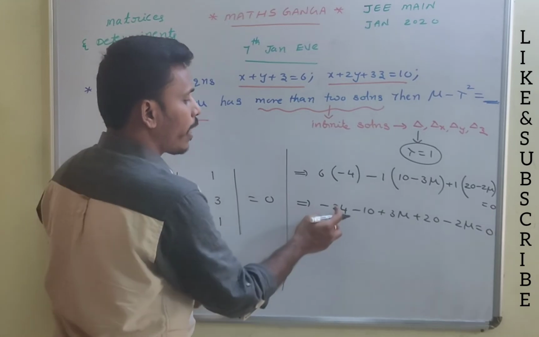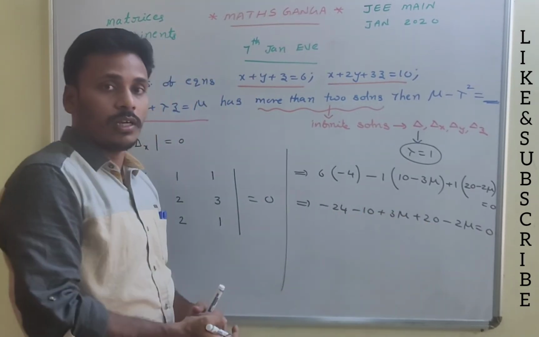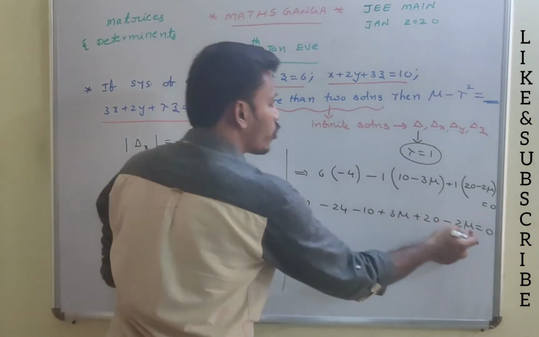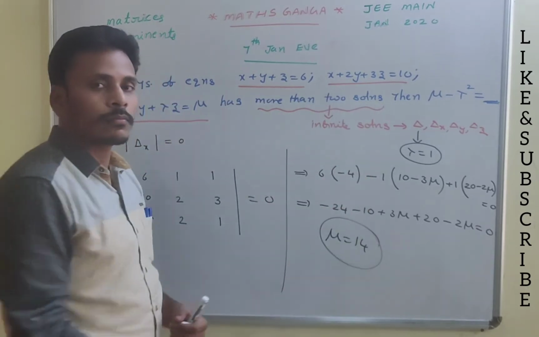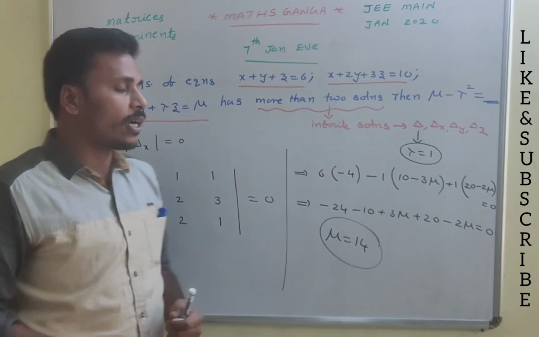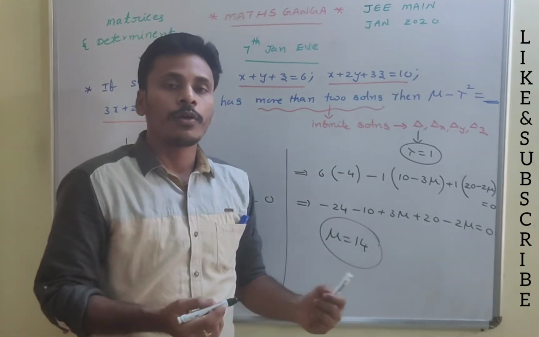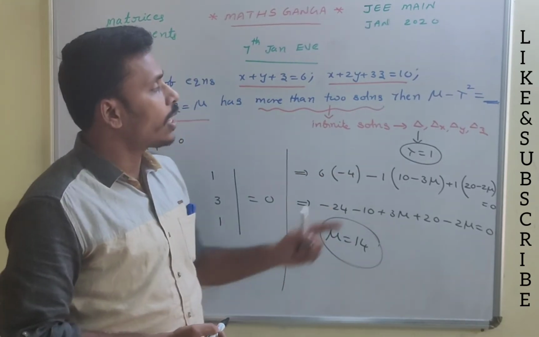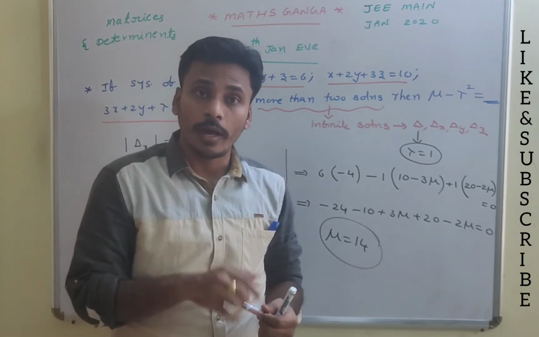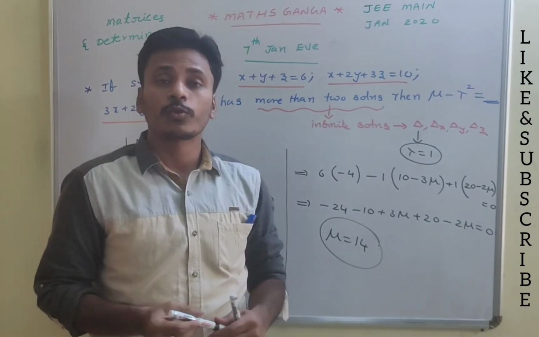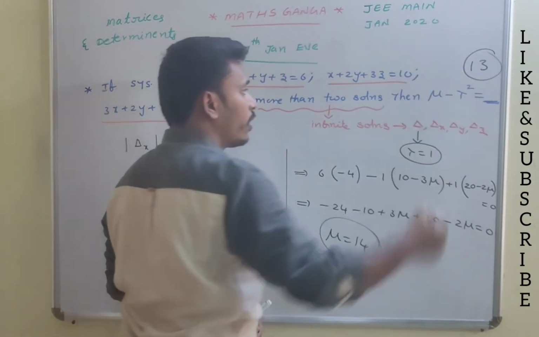It's very clear that minus 24 and minus 10 is minus 34. Minus 34 plus 20 is minus 14. 3 mu minus 2 mu is mu, and from there you have that mu is equal to 14. Using the determinant of delta x, you get mu as 14. Using the determinant of delta, you have lambda equal to 1. And your answer for this question is, what is it? They ask us to find mu minus lambda square. Mu is 14 and lambda square is 1. So mu minus lambda square, at the end, your answer for this question is 13.